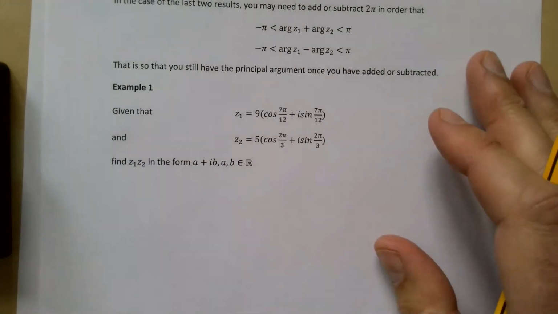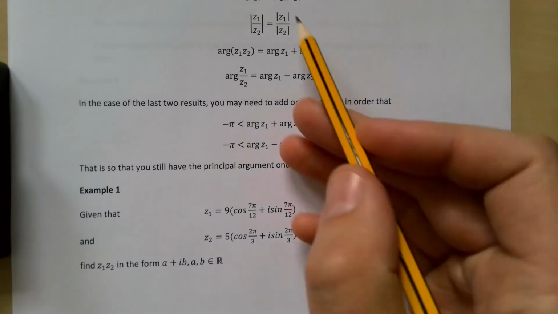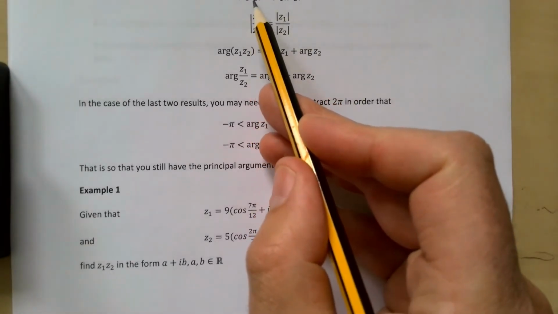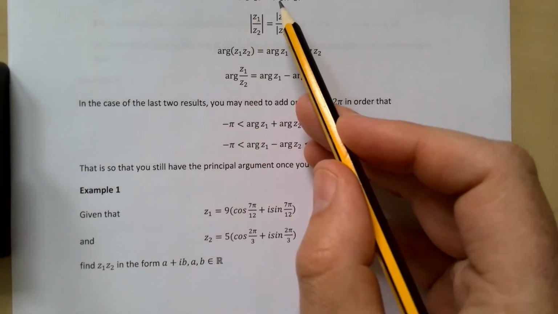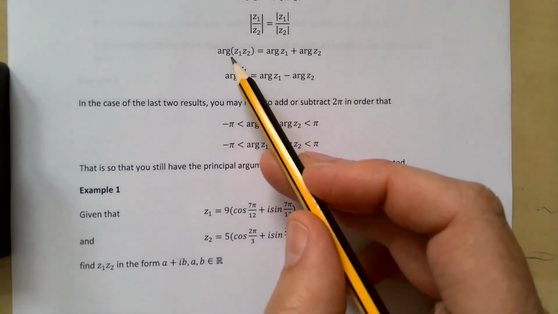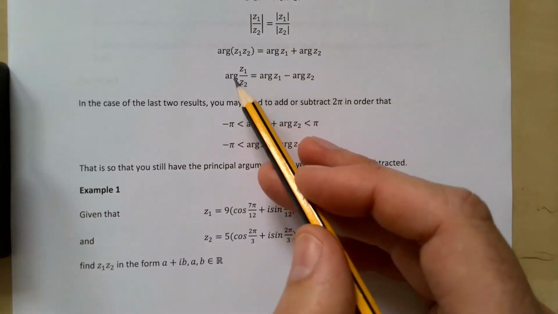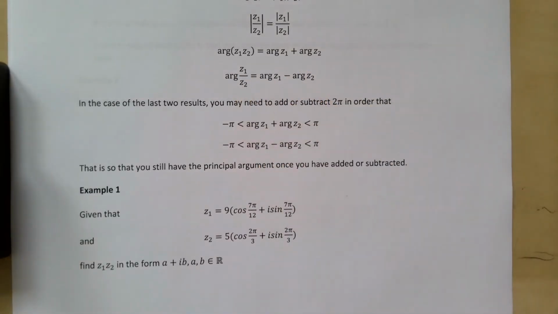A couple of wee bits and pieces about this before we run on and try a wee example. Please note the following. The modulus of Z1 Z2 is the same as the modulus of Z1 multiplied by the modulus of Z2. Again, the same for dividing. For the argument of Z1 Z2, of course, you add the two arguments. And for Z1 over Z2, you subtract the two arguments.